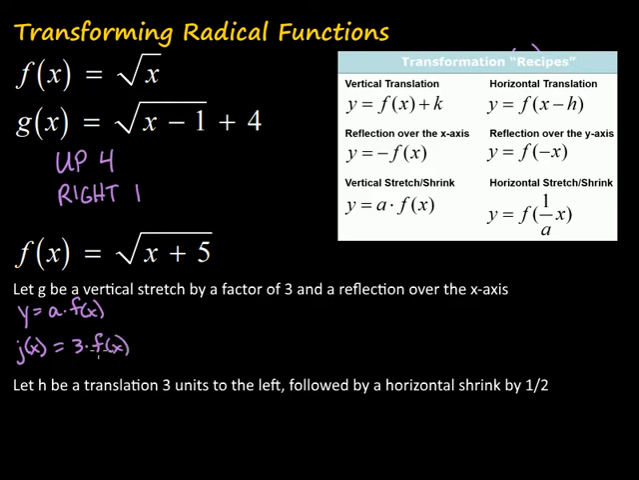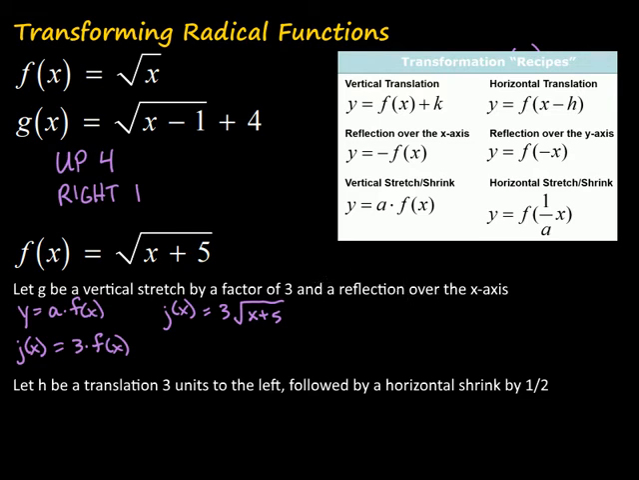Now, do we know what f of x is? Absolutely. It's right here. F of x equals this. So I'm going to replace f of x with that thing. So my j of x right here is going to be equal to 3 times the f of x, which is the square root of x plus 5. Okay, so now I've got that vertical stretch by a factor of 3. We can't distribute that through there. Sometimes people think they want to distribute. We can't do that. Then we want a reflection over the x-axis.